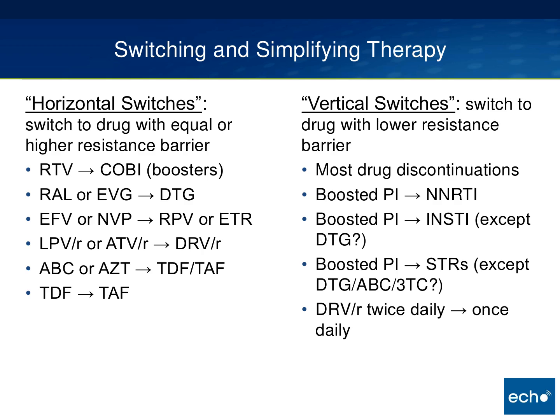The switches that do require a brain are the vertical switches, where you're reducing the resistance barrier, and that would include most discontinuations of drugs, switching from boosted PIs to just about anything else, with the possible exception of dolutegravir, which may have a resistance barrier as high as a boosted PI, or going from twice-daily darunavir to once-daily darunavir. Those are the switches where I think you really got to have some data before you make them.